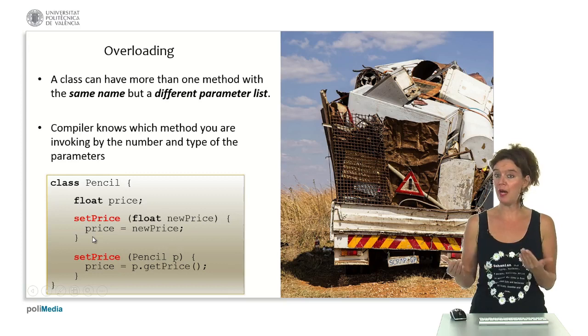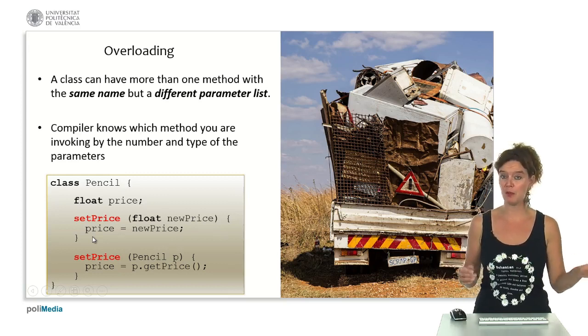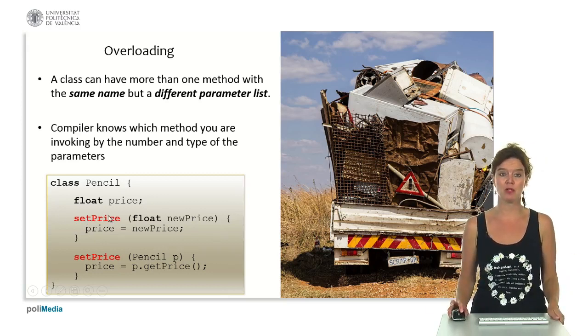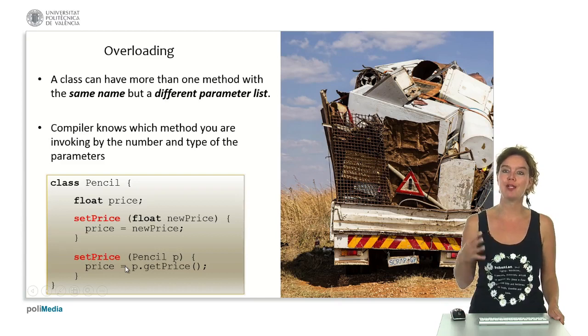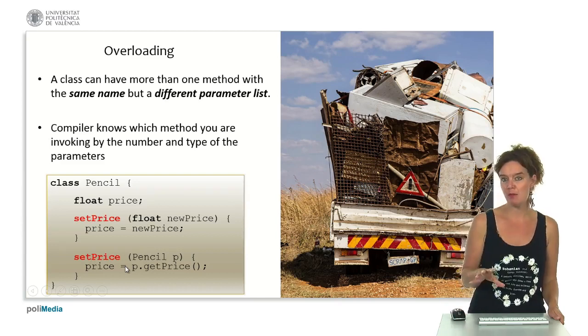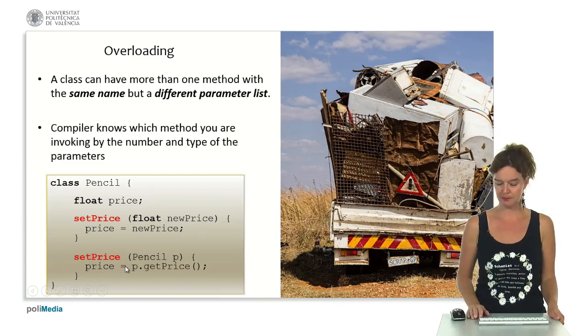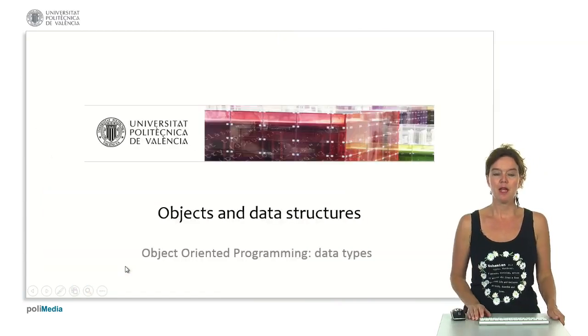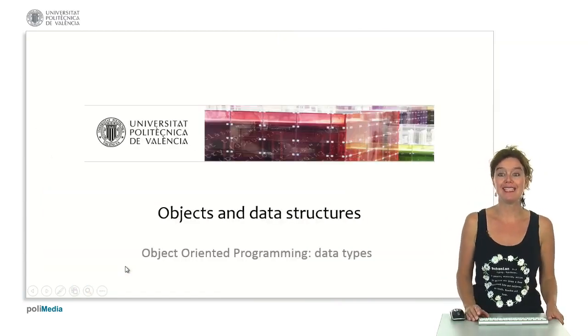And so the compiler knows that if we call set price with a float, it will call this one. And if we call set price with another pencil, it will call this one. And this is how we can overload the names of methods. In the next part, we'll look more at these data types.